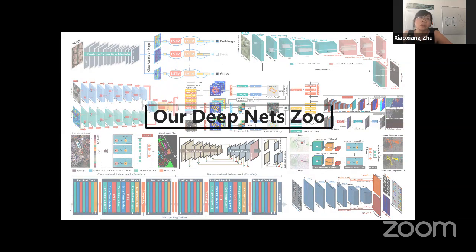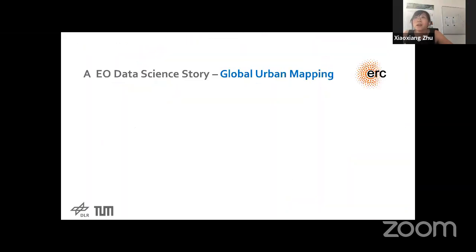Here is just a simple overview of a small selection of our designed deep neural networks. We call it our deep net zoo. But today I will really not go into any technical detail. Instead, I rather want to share one Earth observation data science story with you, which is global urban mapping.